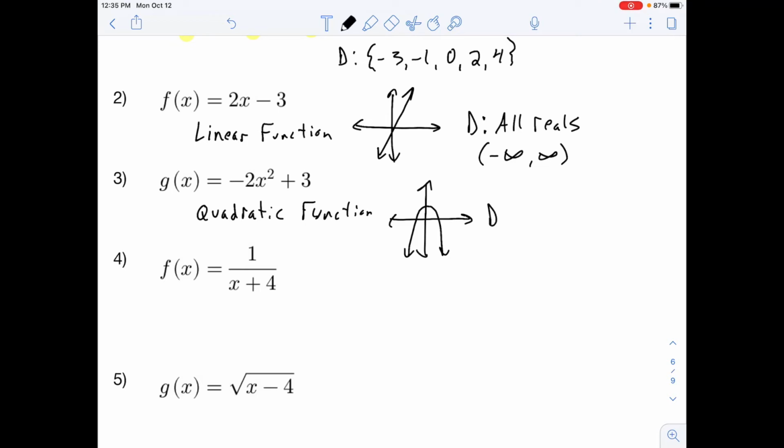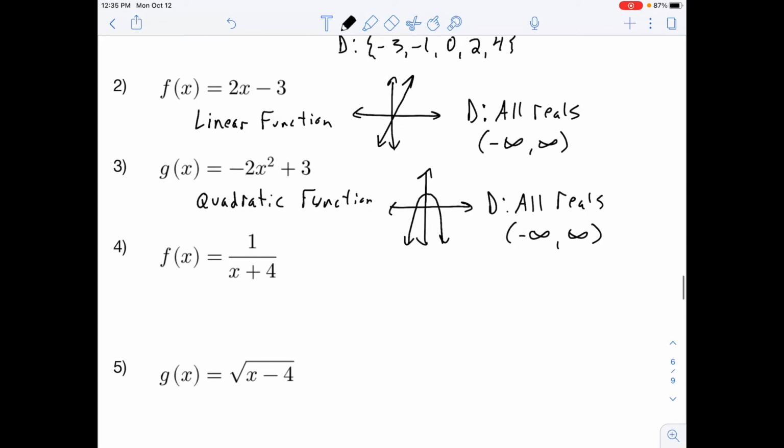So this domain is also all reals, -infinity to infinity. Now this is going to be true for all linear and quadratic functions. You don't even have to do anything else. When you see that you have a linear function, you know that your domain is going to be all reals, and the same thing if you have a quadratic function.